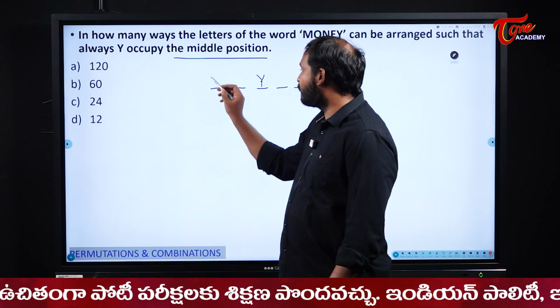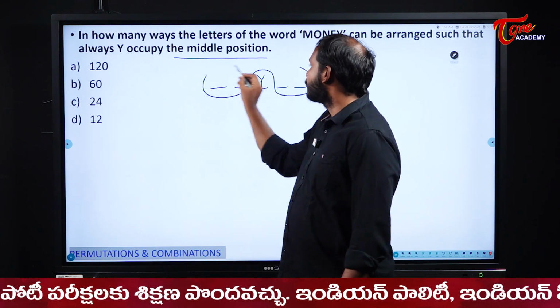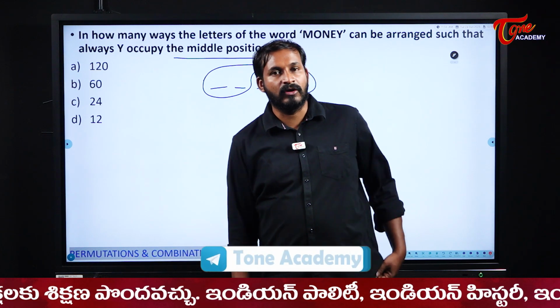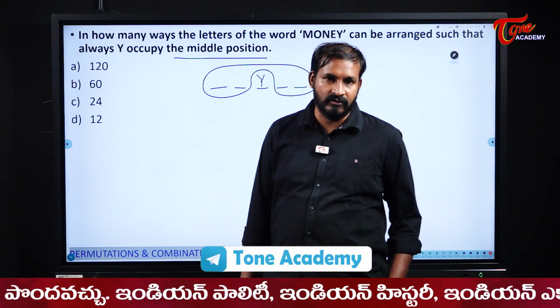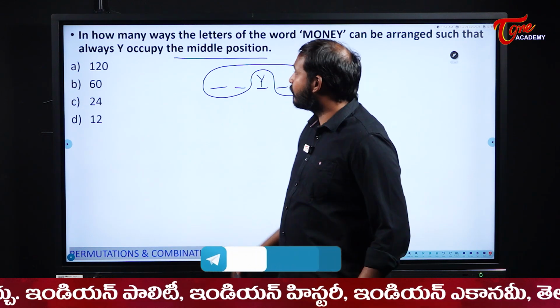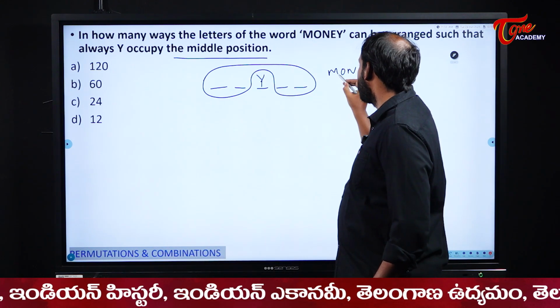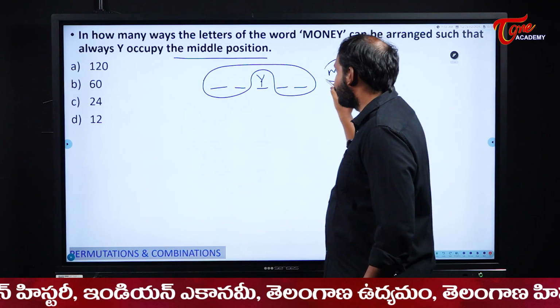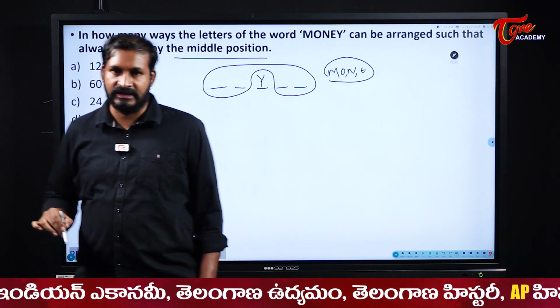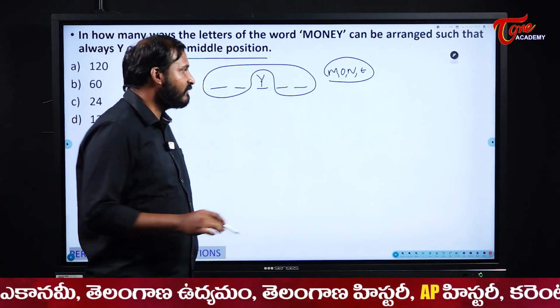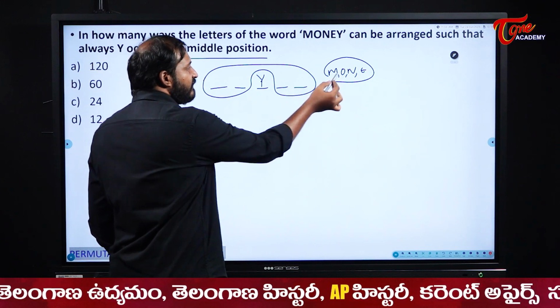So, now I will be left with how many positions, students? 4 positions. Okay, good, superb. Now, in these 4 positions, what other letters will I be left with? M-O-N-E. Other letters are M-O-N-E. In these 4 positions, these 4 letters should be arranged. That's it, right? So, what will happen for me? 4 positions are there and 4 letters.